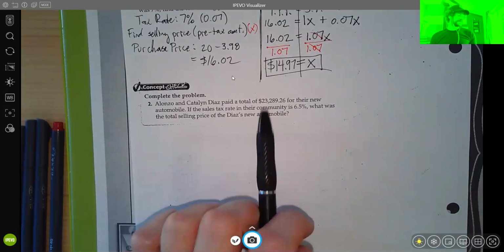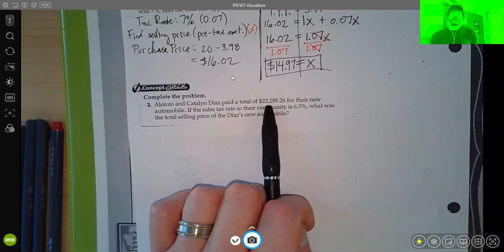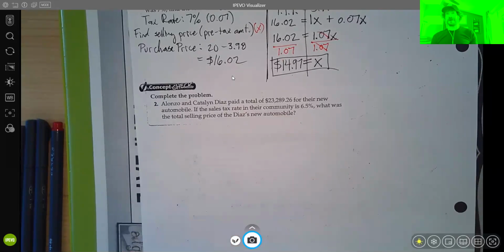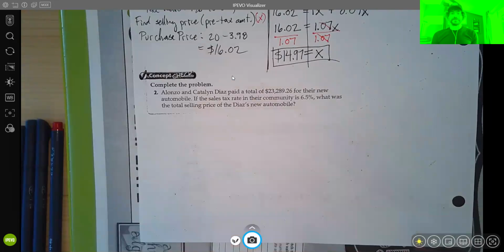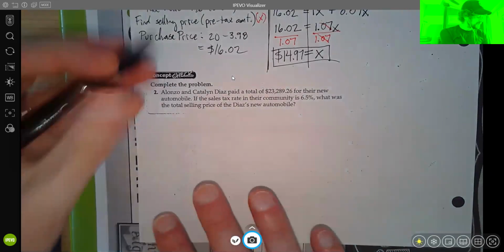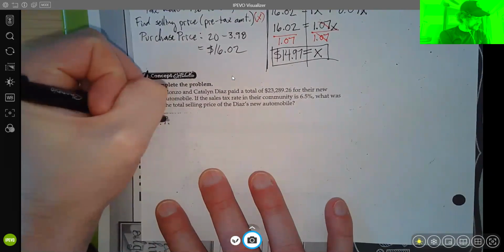Case in point, there are oftentimes when you buy a car in other states, you have to pay sales tax on a car, which is not a cheap thing, which means that the sales tax is also not a cheap thing. So this last problem here, Alonzo and Caitlin Diaz paid a total of $23,289.26 for their new automobile. This would be total. That is the total purchase price.